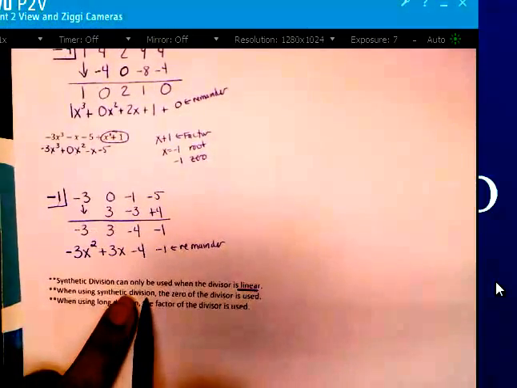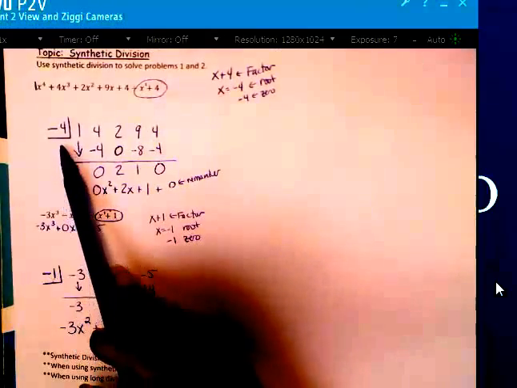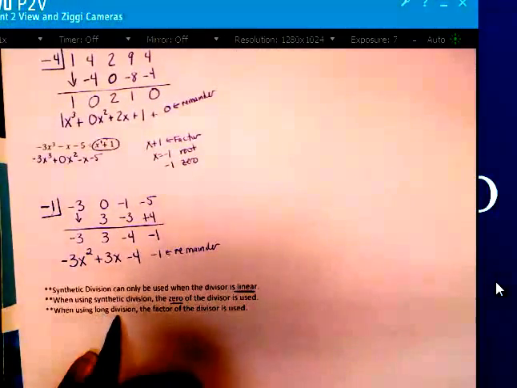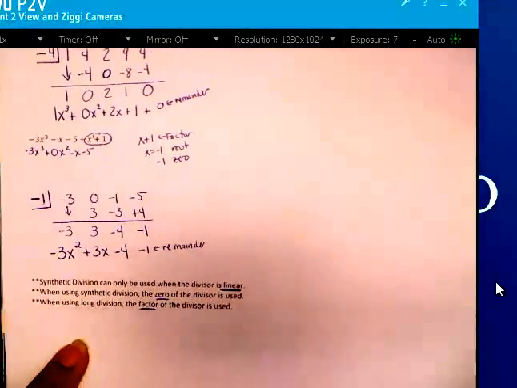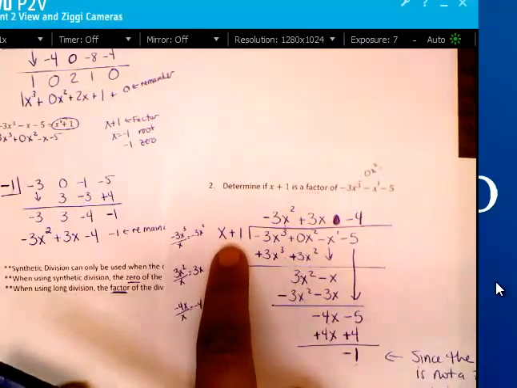When doing synthetic division, we always use the 0, just like we did up here. So these were the zeros. When using long division, then we use the factor. So like back here, here was our long division. We used the factor.